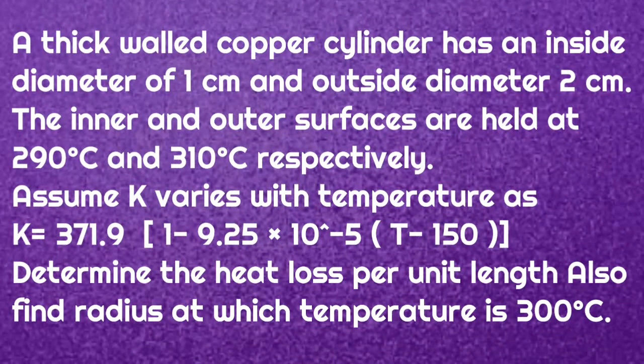A thick-walled copper cylinder has an inside diameter of 1 cm and an outside diameter of 2 cm. The inner and outer surfaces are held at 290 degrees Celsius and 310 degrees Celsius respectively. Assume K varies with temperature as K is equal to 371.9 (1 minus 9.25 × 10^-5 (T minus 150)). Determine the heat loss per unit length. Also find the radius at which the temperature is 300 degrees Celsius.